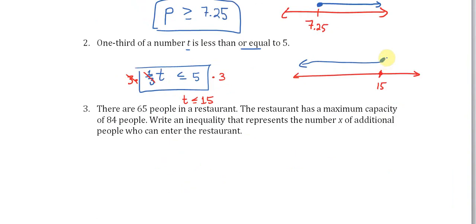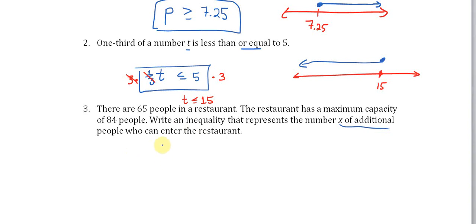All right. Now let's go on forward, and let's talk about a little bit more interesting example here. There are 65 people in a restaurant. The restaurant has a maximum capacity of 84 people. Write an inequality that represents the number x of additional people who are allowed to enter the restaurant, assuming the restaurant will enforce its capacity level.